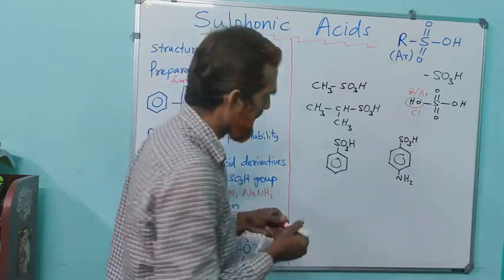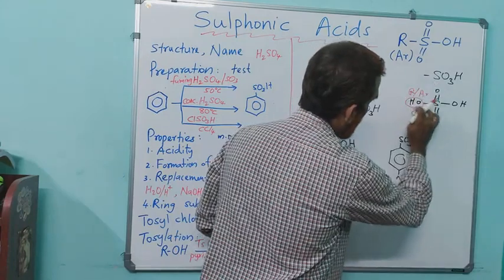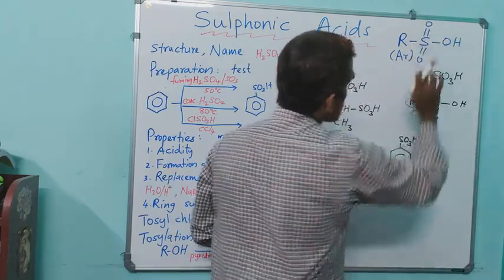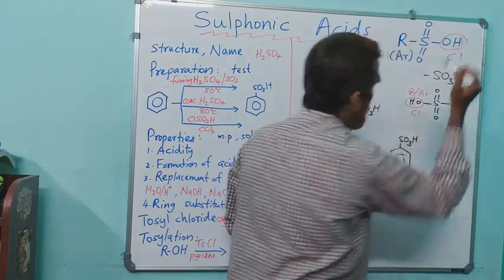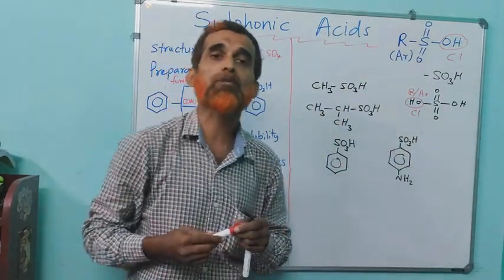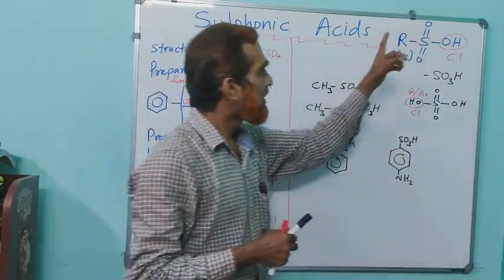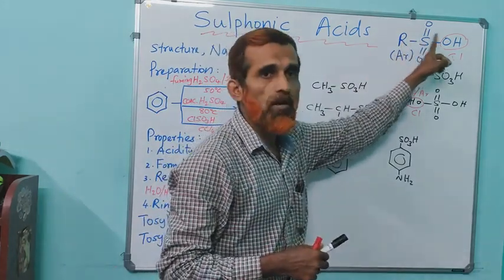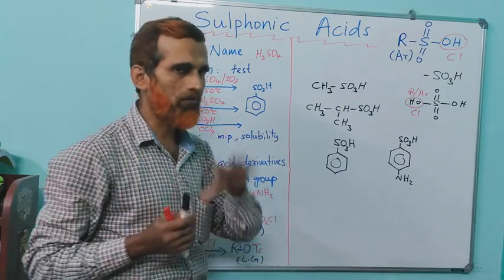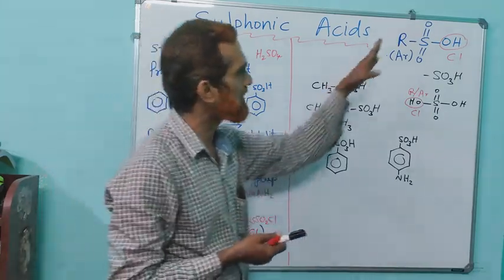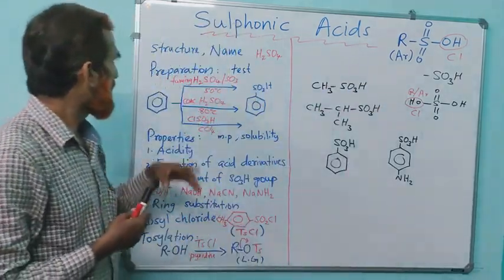Another compound we see is sulfonyl chloride. What is it? You have here the alkyl group, you consider this one. Instead of OH, you keep Cl, then it is RSO2Cl. That is what is called alkyl sulfonyl chloride or aryl sulfonyl chloride. Okay, so we have three kinds of structures in the discussion.